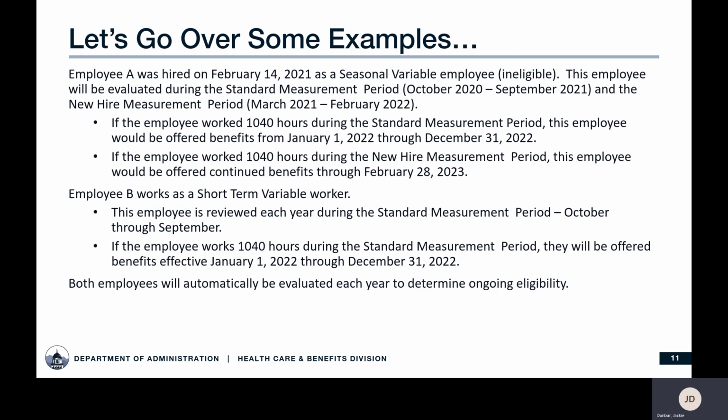This employee is reviewed each year during the standard measurement period, October through September. If the employee works 1,040 hours during the standard measurement period, they will be offered benefits effective January 1st, 2022 through December 31st, 2022. Both employees will automatically be evaluated each year to determine ongoing eligibility.